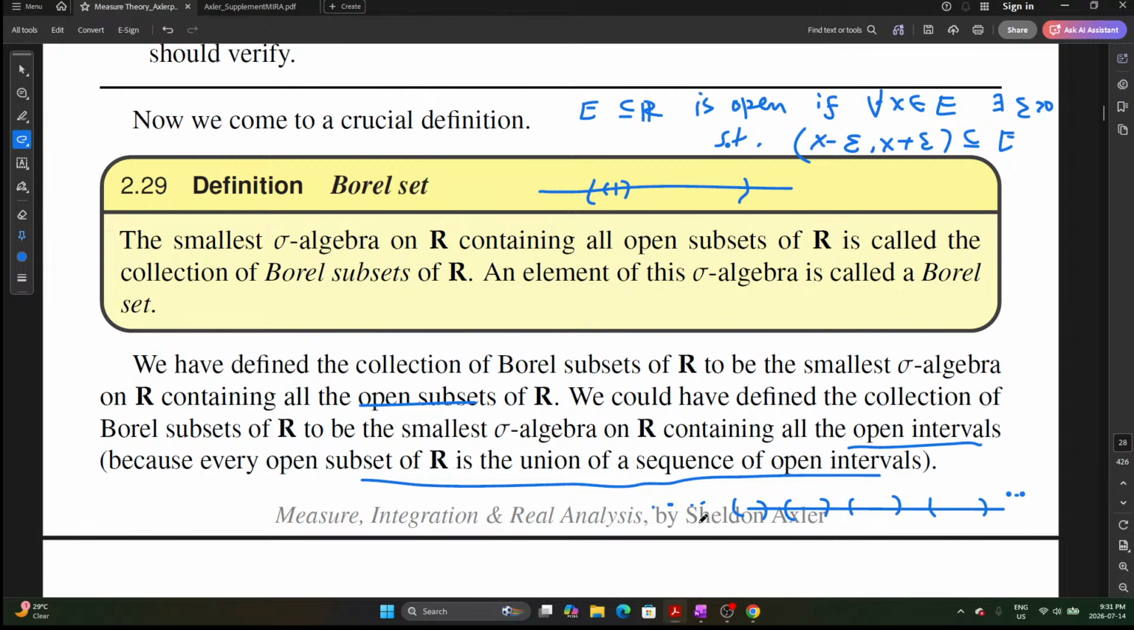But this result is peculiar to R. For example, in R2, you do not have an analogous result. So in general, we define the Borel sigma algebra as the sigma algebra generated by open sets.